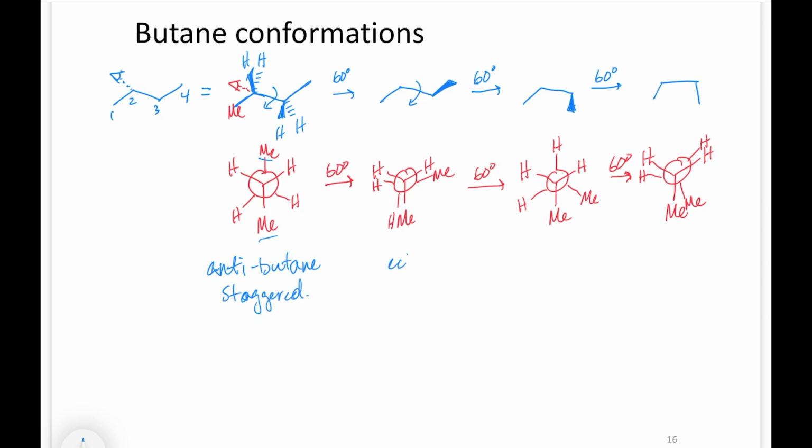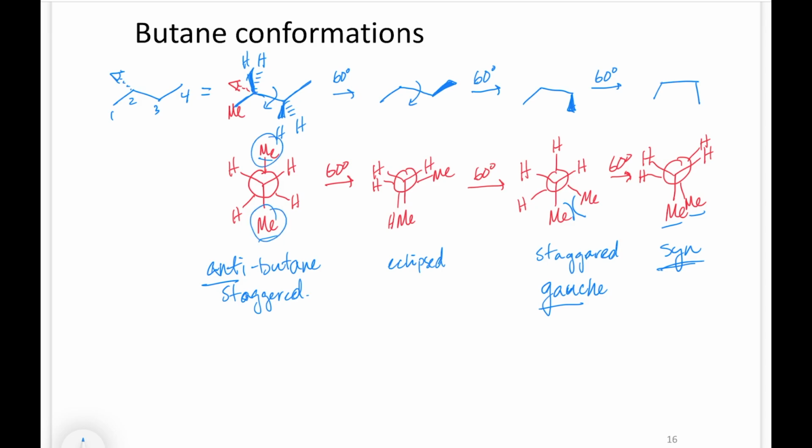Then we have eclipsed. Then we have staggered butane. However, we have this interaction between these two methyls. This is called a Gauche interaction. So this is considered a Gauche conformation, where you have these two methyl groups that are right beside each other. Now, if the two methyl groups are right behind each other, this is a syn conformation. So we have anti, we have Gauche when they're staggered but nearby, and we have syn when they're right behind each other. Anti is favored.